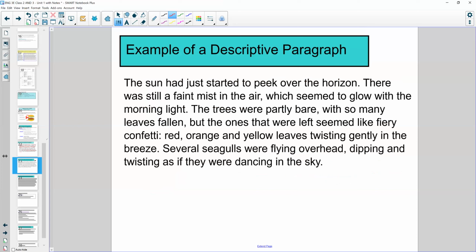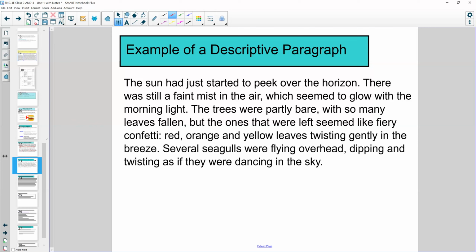The sun had just started to peek over the horizon. There was still a faint mist in the air, which seemed to glow with the morning light. The trees were partly bare, with so many leaves fallen, but the ones that were left seemed like fiery confetti, red, orange, and yellow leaves, twisting gently in the breeze. Several seagulls were flying overhead, dipping and twisting as if they were dancing in the sky.